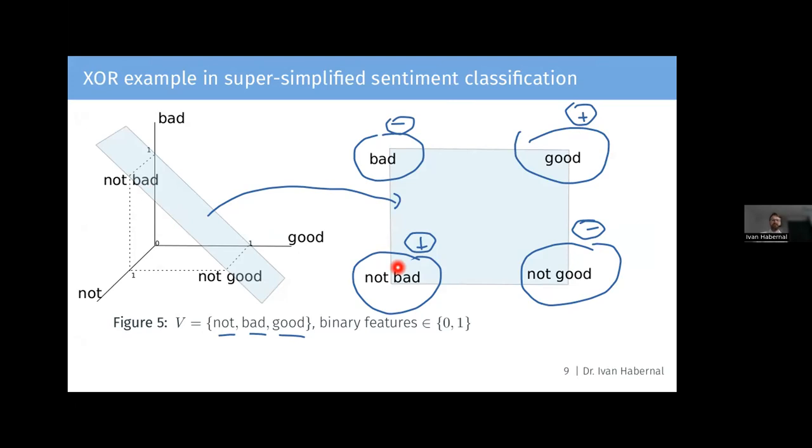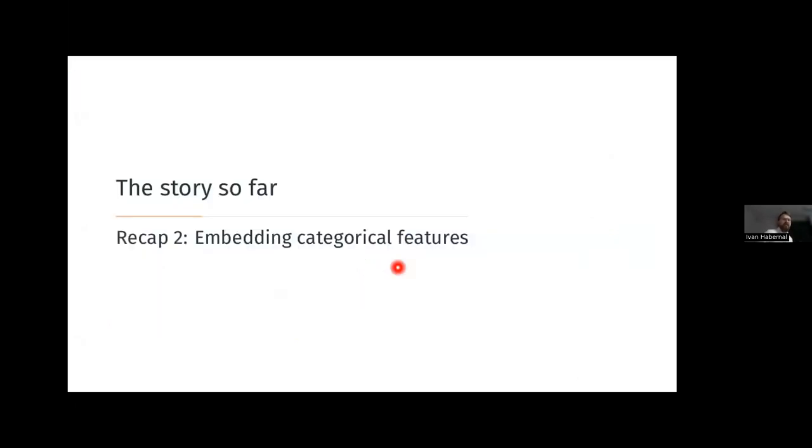Good. Okay. So let's move on. This was a recap from last time, but I want to really stress the non-linearity and linearity, how important a concept that is. If you stack linear layers, that's not going to solve your problem. The second thing we had last time was the embeddings of categorical features, and we're going to spend some time on this today as well.